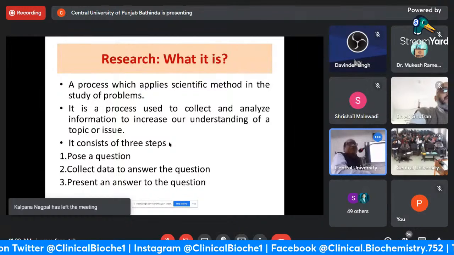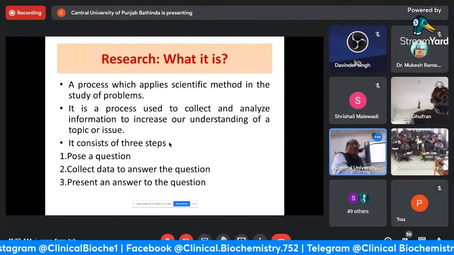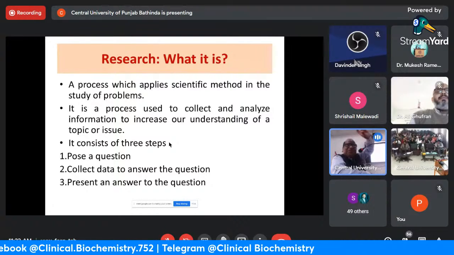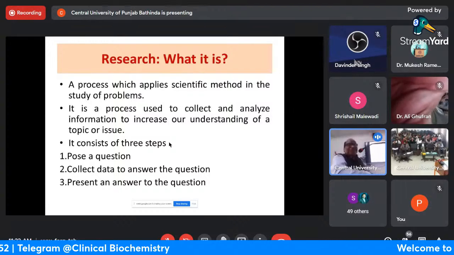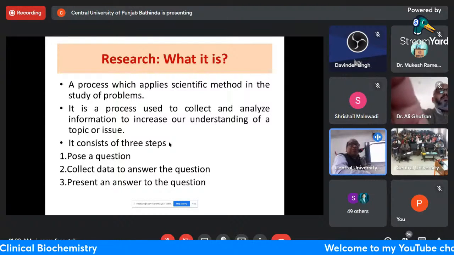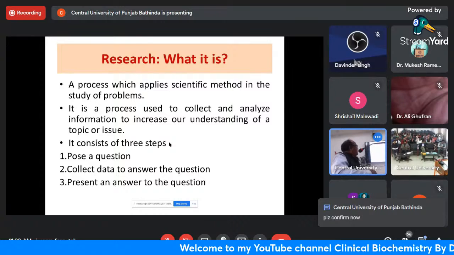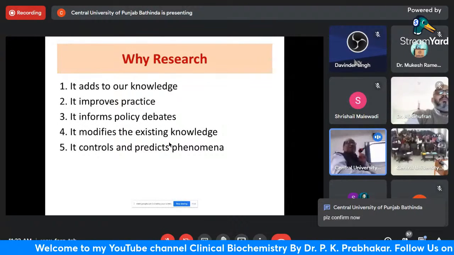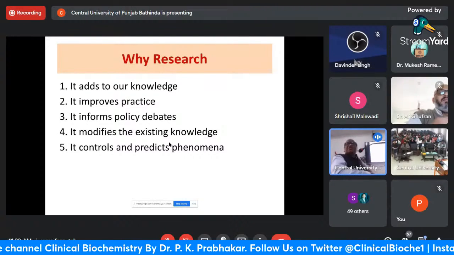Find a viable answer to that question. Posing a question and finding an answer to it, and whatever you do in between, is your research process. And what is important is which design we are following.